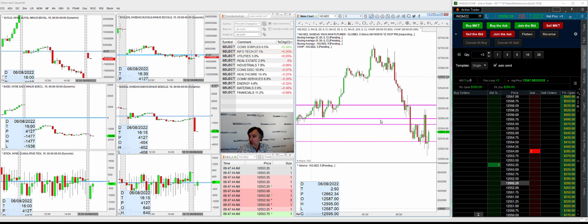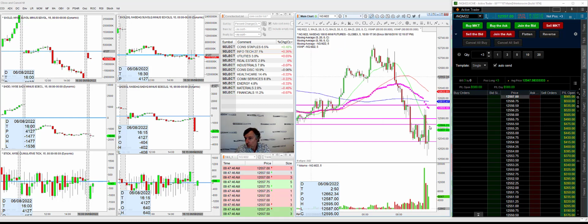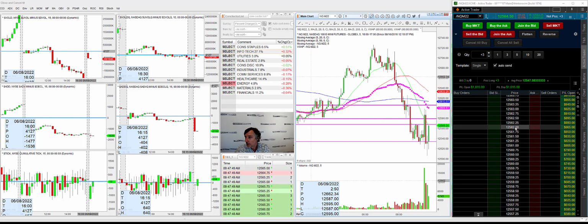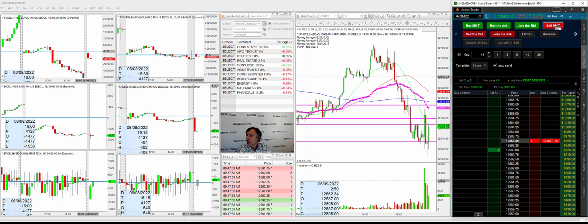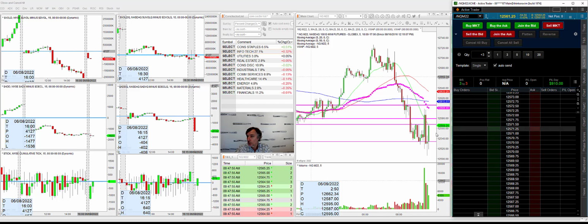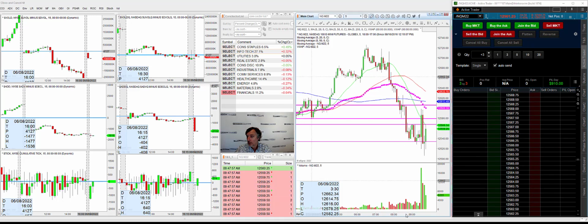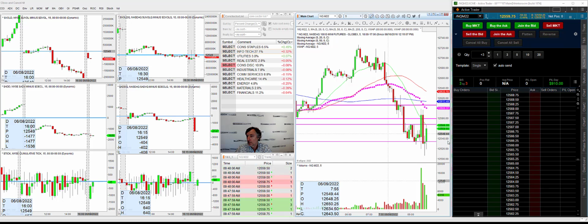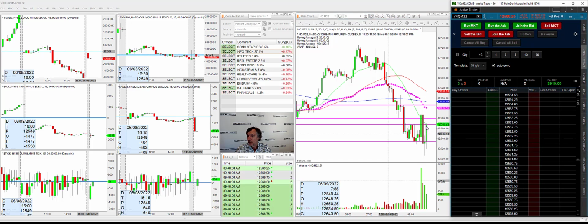And where is that going to go to? Probably to this 20 MA, 12,566, right? And there, we're already there. We're there, boom. So that's a sell. See how that's quickly a sell to go to that 20 MA? So there's a perfect example of the 20 period moving average on the 5 minute that actually came into play.